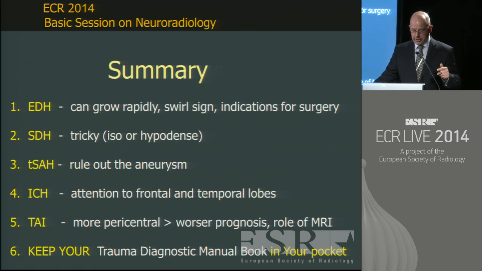Intracerebral hematomas, pay attention to the frontal and temporal lobes because that is where they are very often encountered. In traumatic axonal injury, the more pericentral, the worse the prognosis, and this is the role of MRI. And the 6th, keep your trauma diagnostic manual book in your pocket or on the desk. It can be very helpful. Thank you very much.